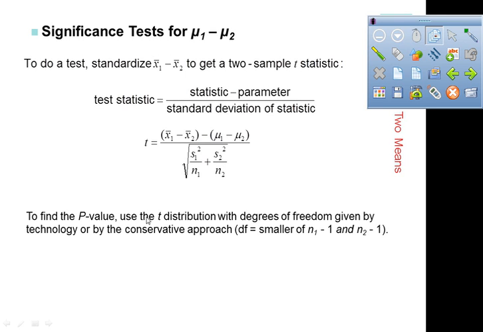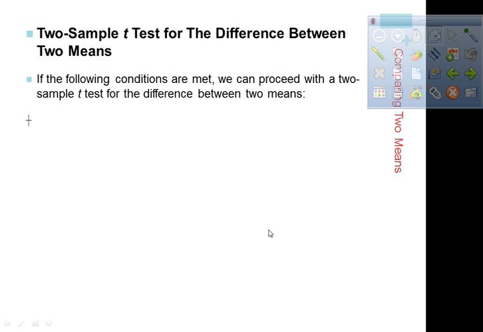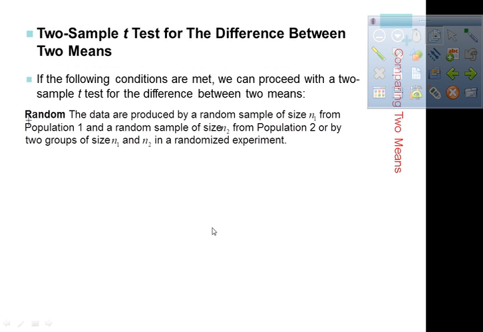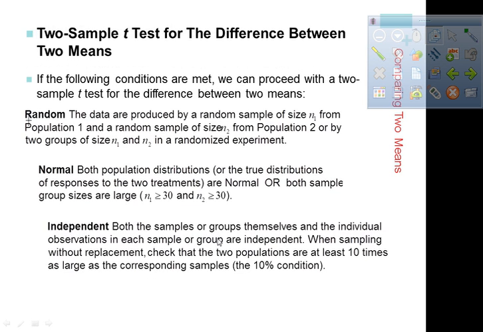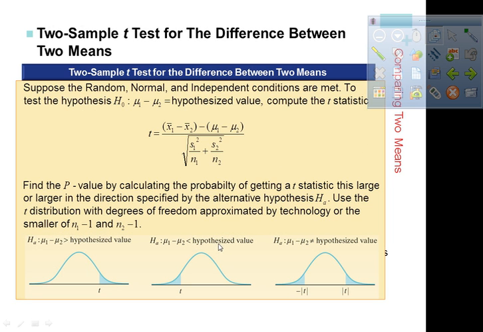Now define the p-value and use the t-distribution with the degrees of freedom given by technology or by the conservative approach, remember, the smaller of n minus 1 or n minus 2. The following conditions must be met. We did that, so the same conditions have to be met. Here's how you find it. Remember, this is not equal to.